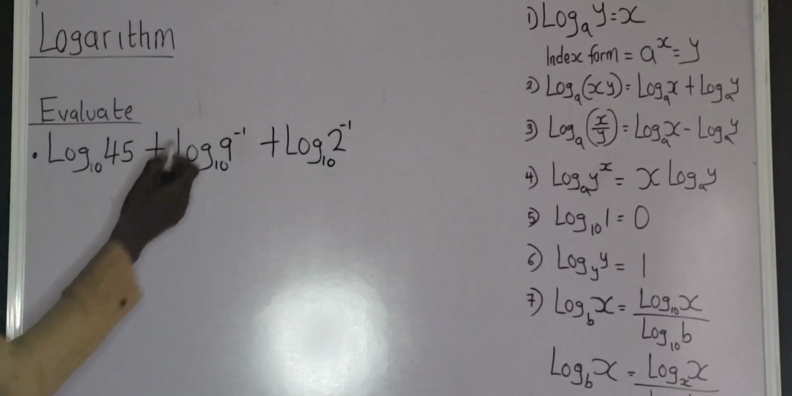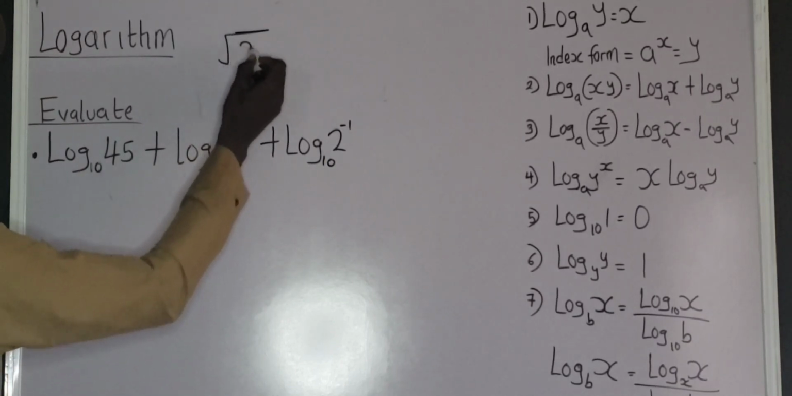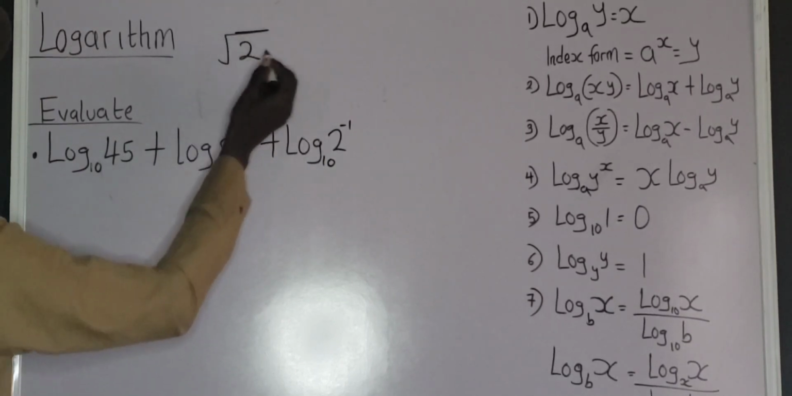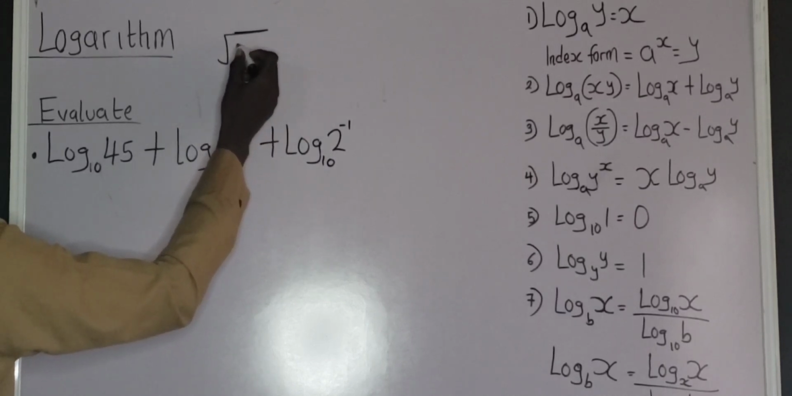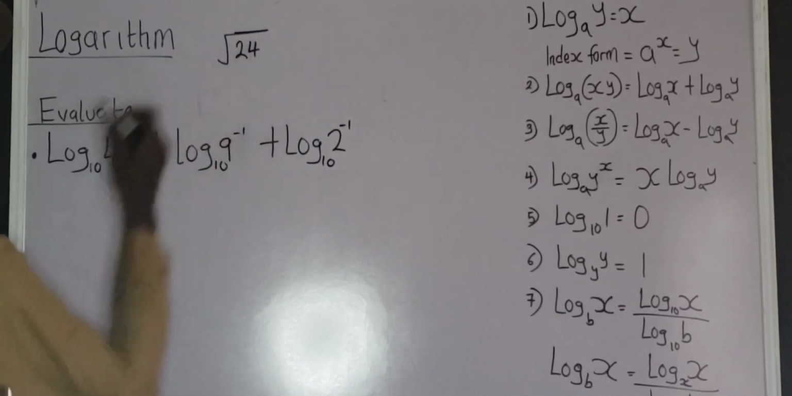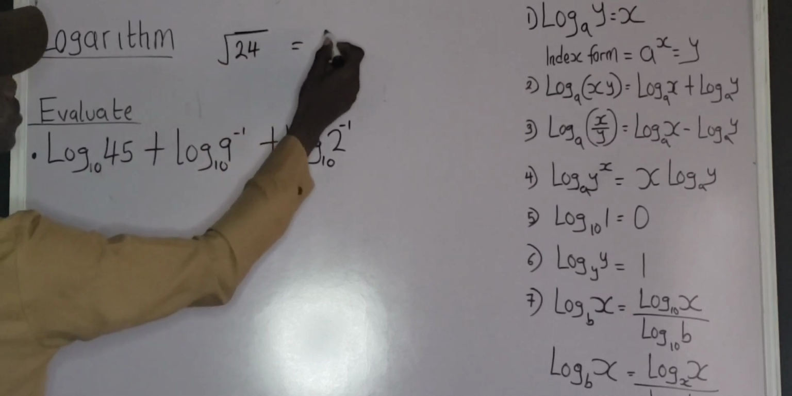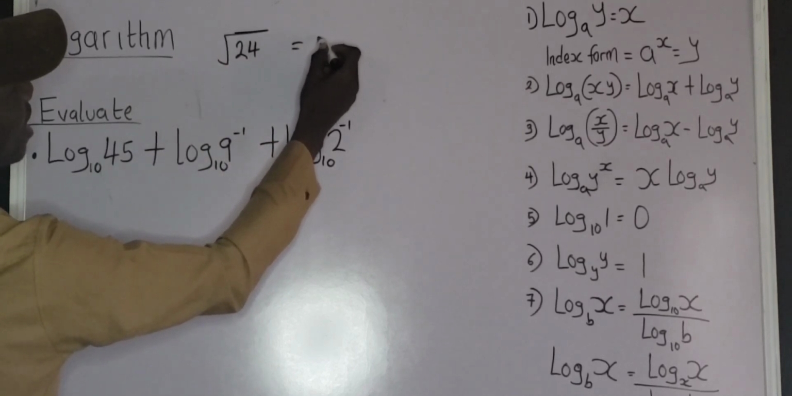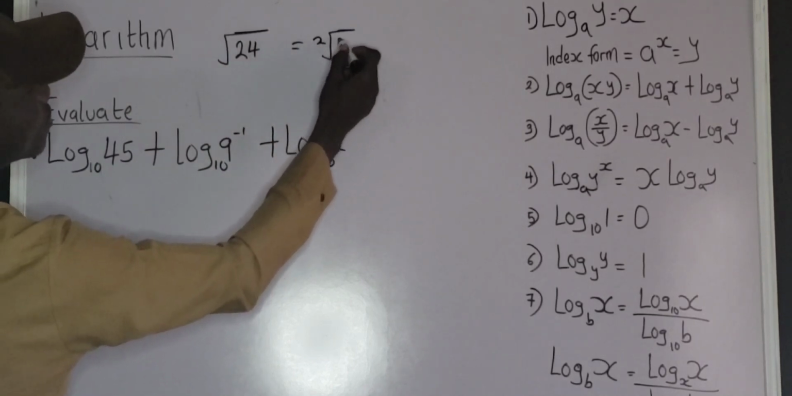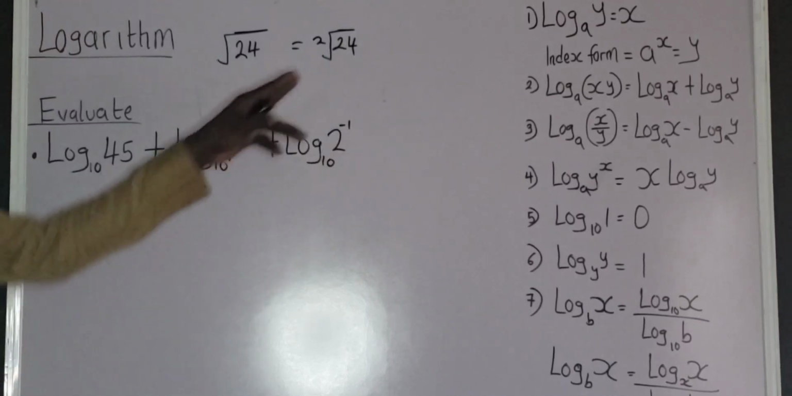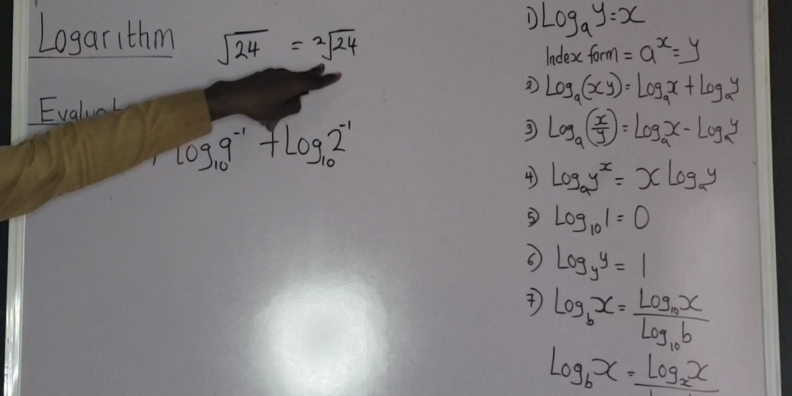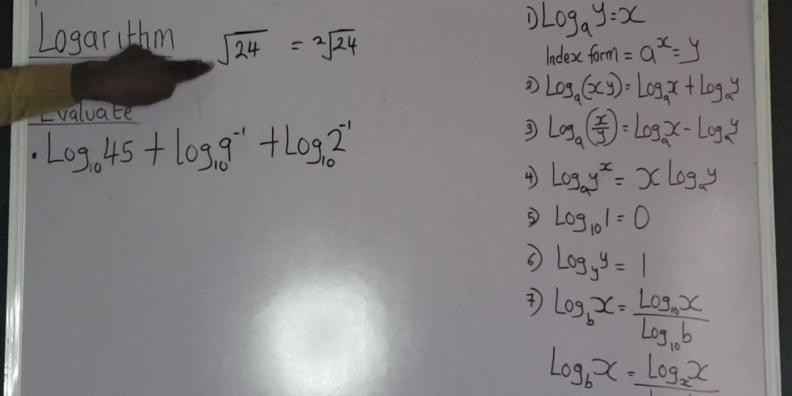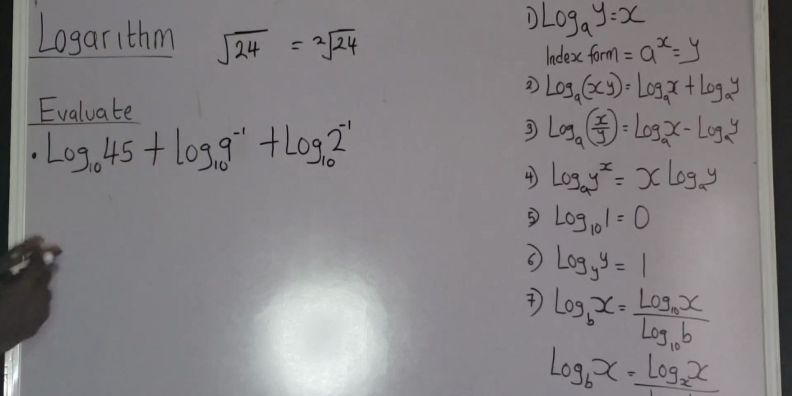Just like when you have the root of 2, maybe the root of 200 and the root of 24. You know, the meaning of square root is what? The 2 roots of 24. But we didn't put it there because this is a common root. You understand? So we also have a common log.